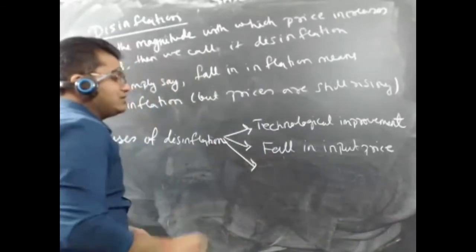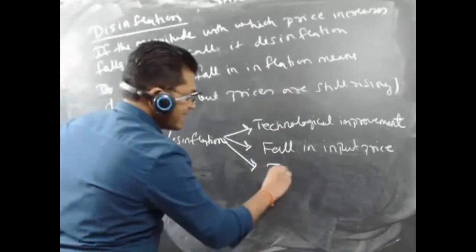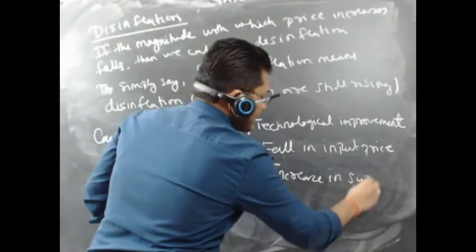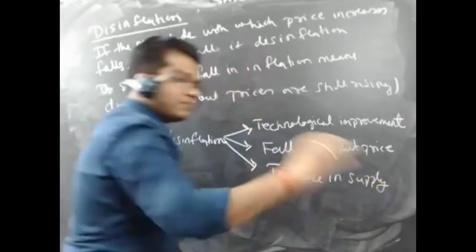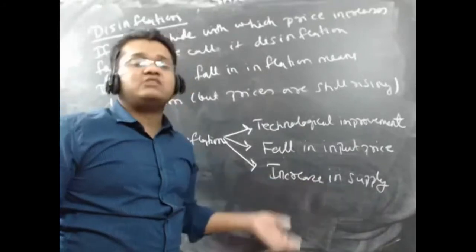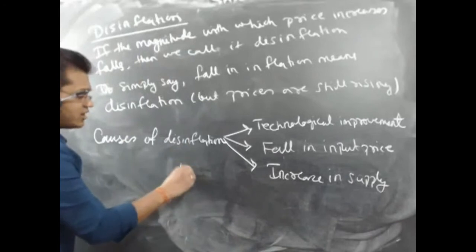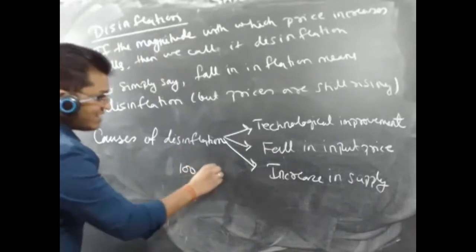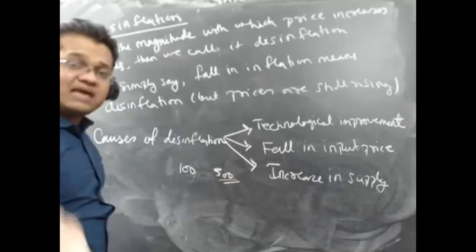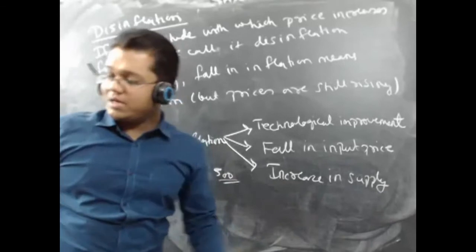One last reason for disinflation is increase in supply. If at the same level of demand, more people are supplying the same commodity, then the price of that commodity will go down. Suppose demand is for 100 units of a commodity, but 500 people are selling that same commodity. Then supply will exceed demand, and the price will fall.